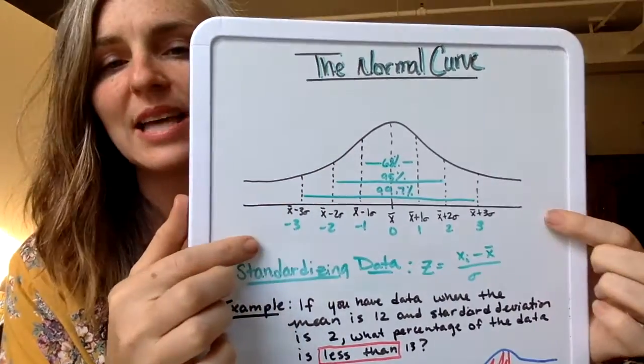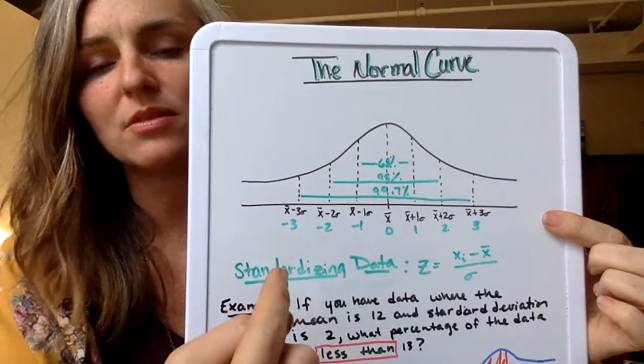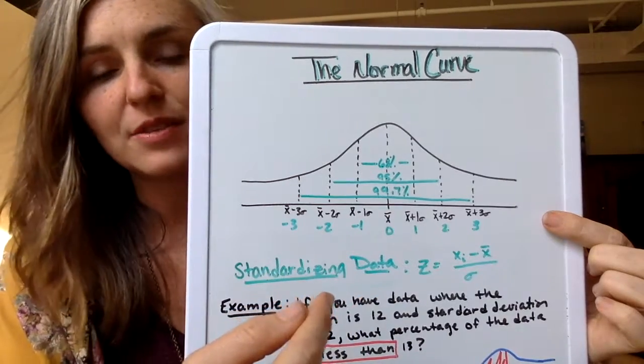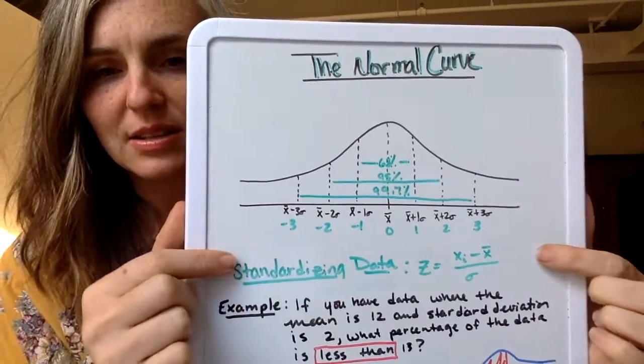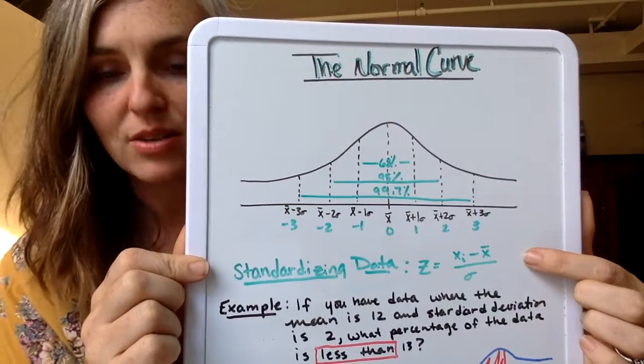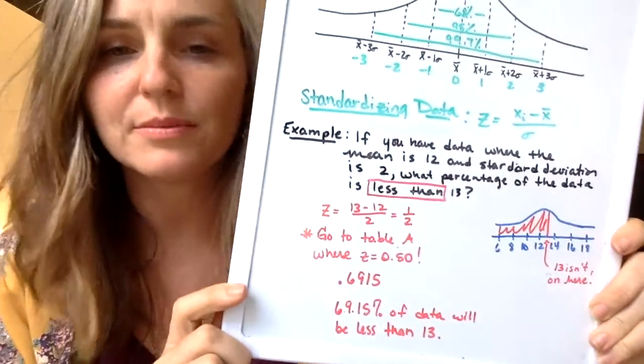We standardize the data so that the mean is 0 and each standard deviation is 1 to the left or 1 to the right. Positive if it's to the right, negative if it's to the left. And then we standardize the data using the z-score formula, where we take the data value, subtract the mean, and divide by standard deviation. Okay? So I'm going to give you some really generic problems.